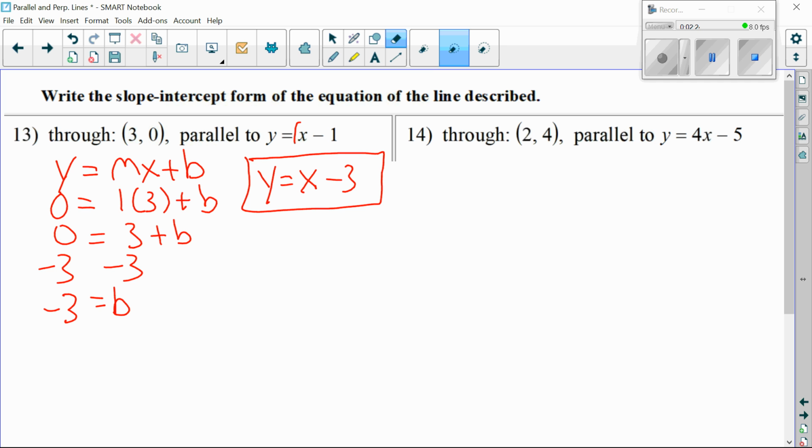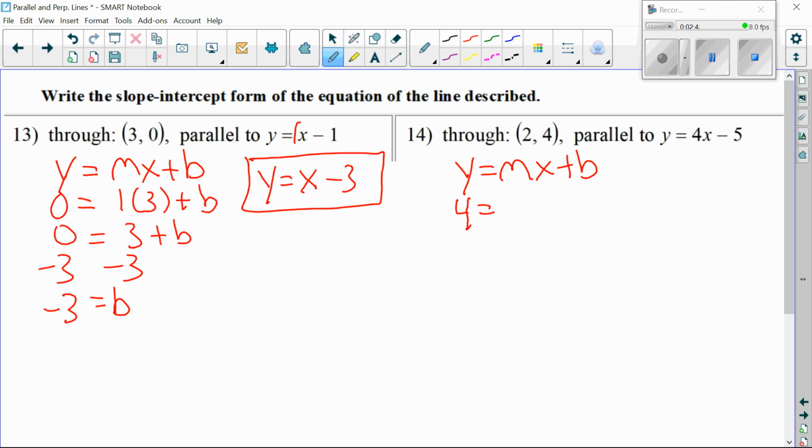So in 14, we've got our slope is going to be 4, and our point that it's going through is (2, 4). So I'm going to start off with y equals mx plus b. Okay, plug in values that I have. I have my y, which is 4, my slope, which is 4, my x, which is 2, plus b. Then we have 2 times 4, which is going to be 8, plus b. Subtract 8 on both sides. That's going to give me negative 4 is equal to b.